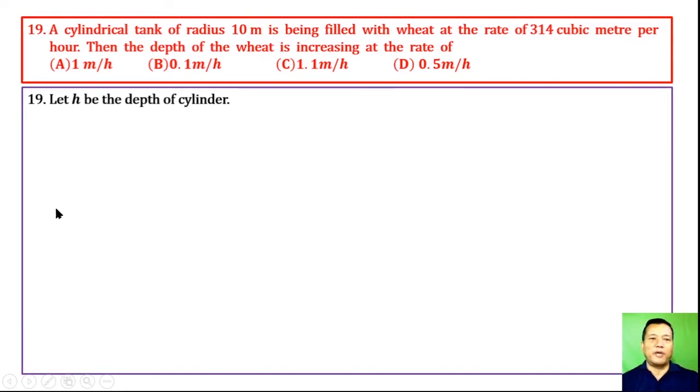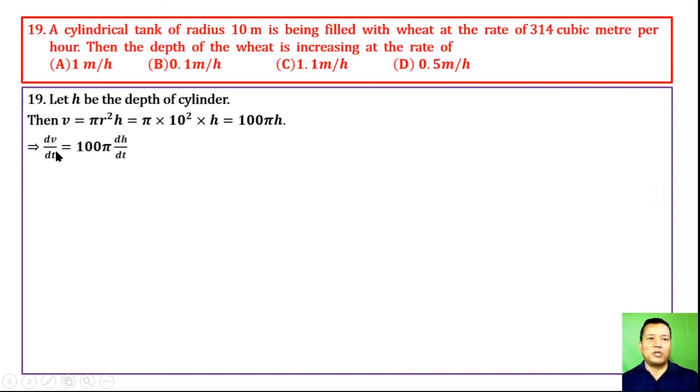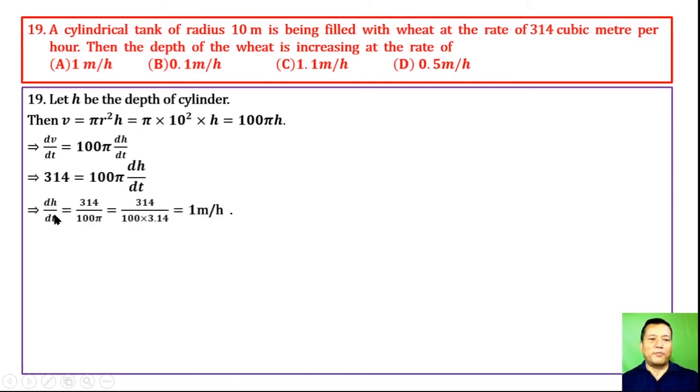Let h be the depth of the cylinder. Then its volume is pi r square h, that is, r is 10. We get 100 pi h. Now dV by dt is 100 pi dh by dt, and dV by dt is given as 314. From this we have dh by dt is 1 meter per hour. Correct answer is option A.